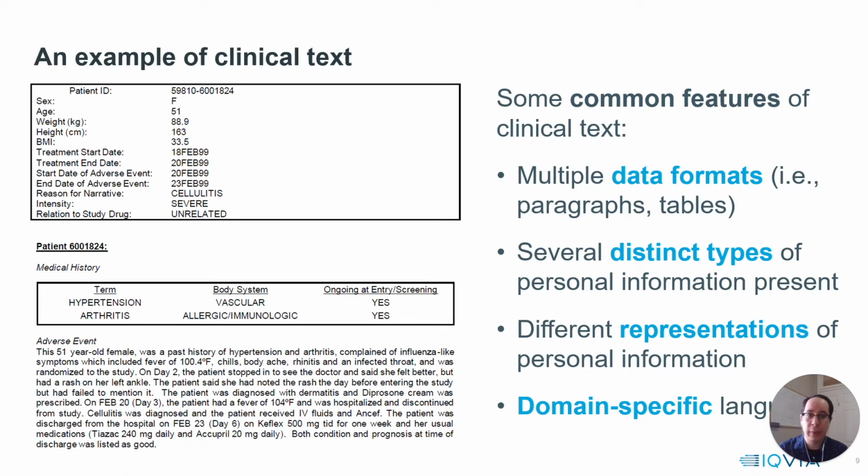The following text is essentially a marked up example of the type and formatting of clinical information that we'd see in a document. And you can see some common features emerging in this example. Namely, we have multiple data formats, so text can be found in paragraphs or even table formatting. We have several distinct types of personal information present, and they can also be represented differently in the text, so you can have, for example, multiple date formats. We also have fairly domain-specific language relevant to clinical trials.